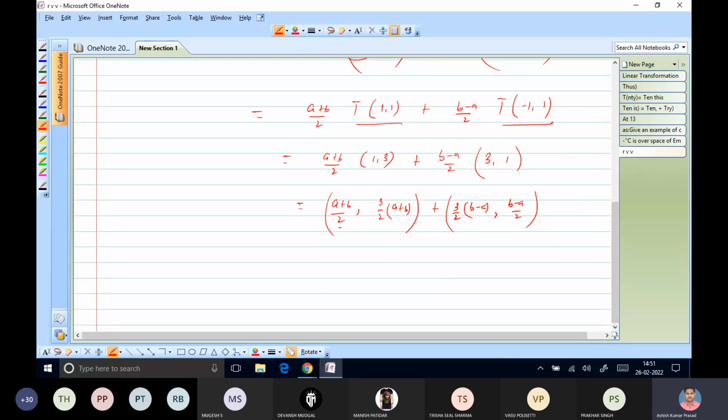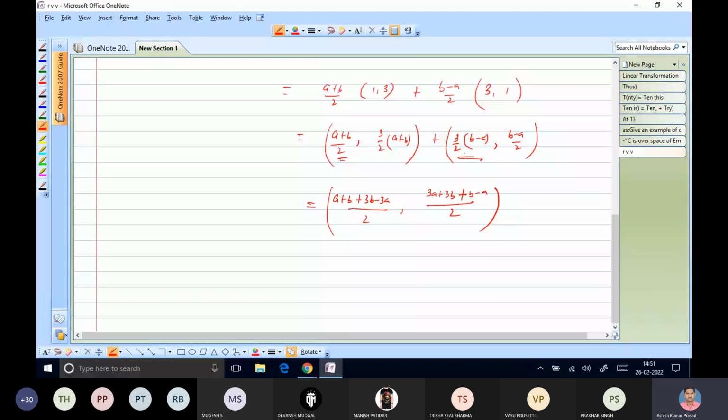So you add this plus this. So the denominator is 2. You write a plus b plus 3b minus 3a. And here again the denominator is 2: 3a plus 3b plus b minus a. Let me check once more. a plus b plus 3b minus 3a, right? So I'm getting this one, and here 3a plus 3b plus b minus a.